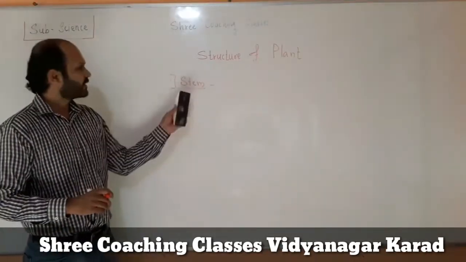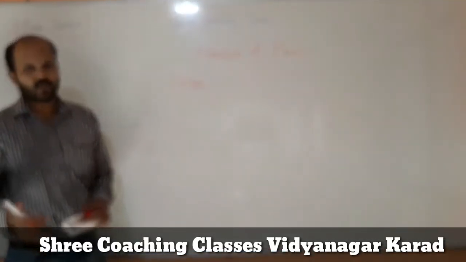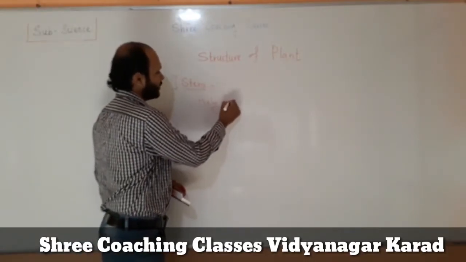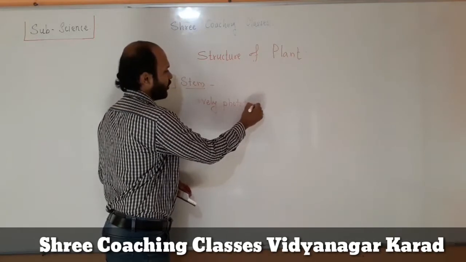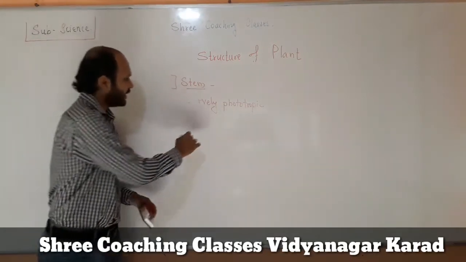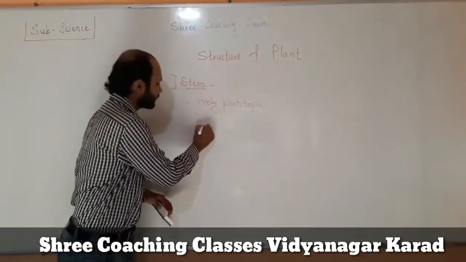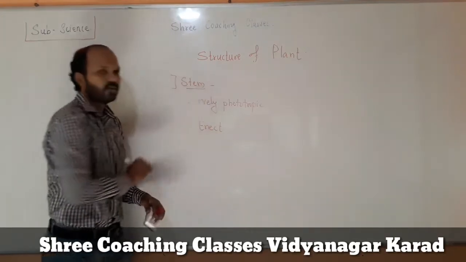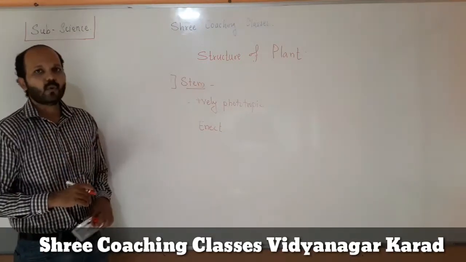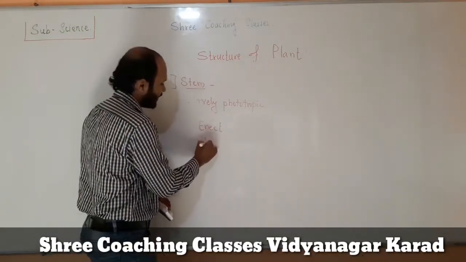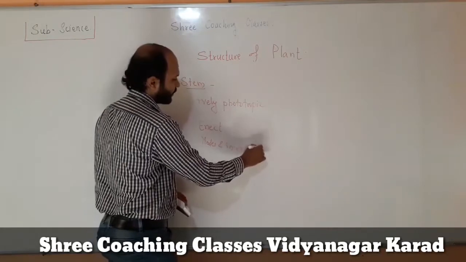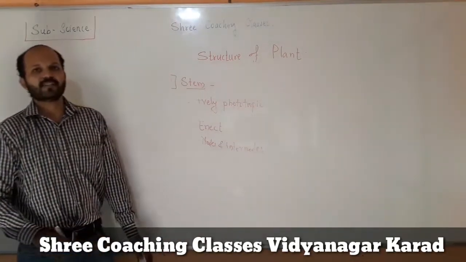That means this shoot system contains these different parts. Our next point is stem. Stem is present above the ground, so we can say that stem is positively phototropic. Next point is that the stem is erect. The next point is that the stem contains nodes and internodes.